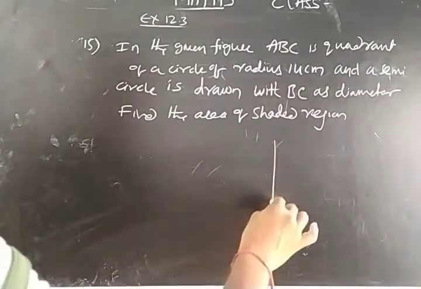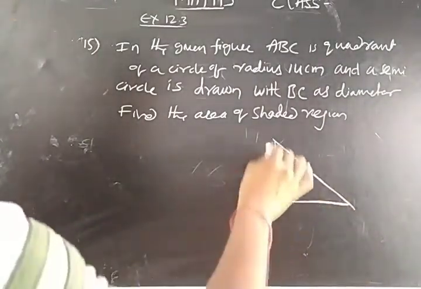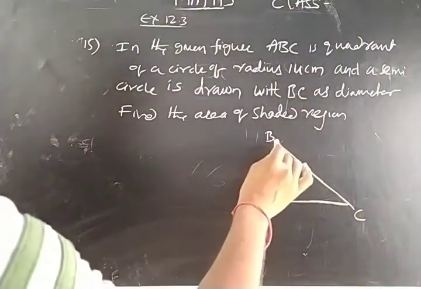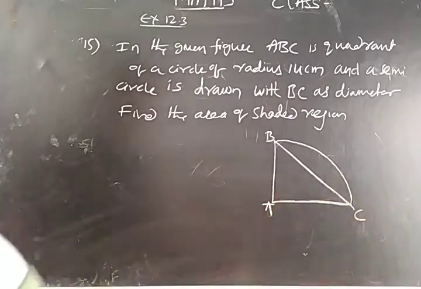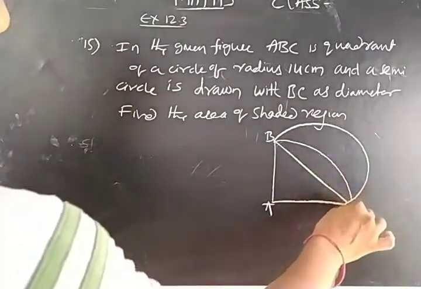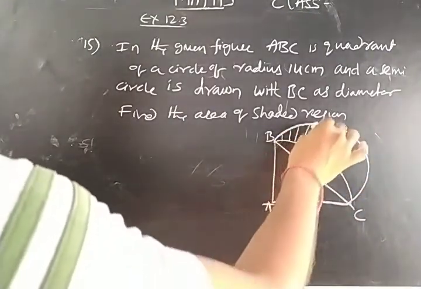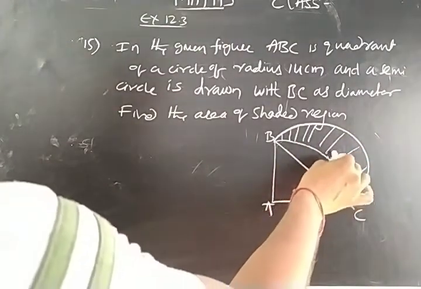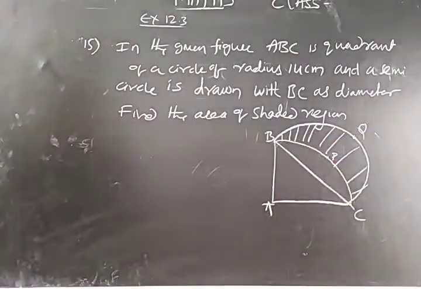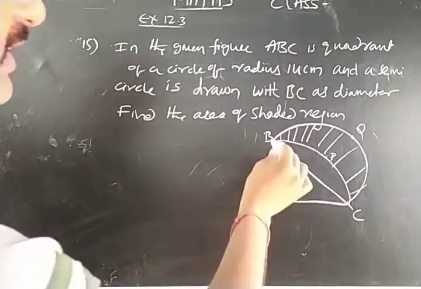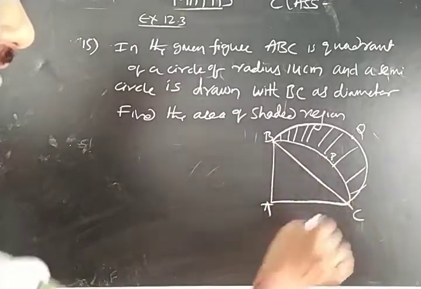Now see the figure. This is ABC. ABC is a right angle triangle, right? And we have one semicircle with BC as the diameter. So we need to find this shaded region area. I will denote this point by P. So here BCQ is a semicircle, and this is a sector. Which one? A, B, P, C is the sector.